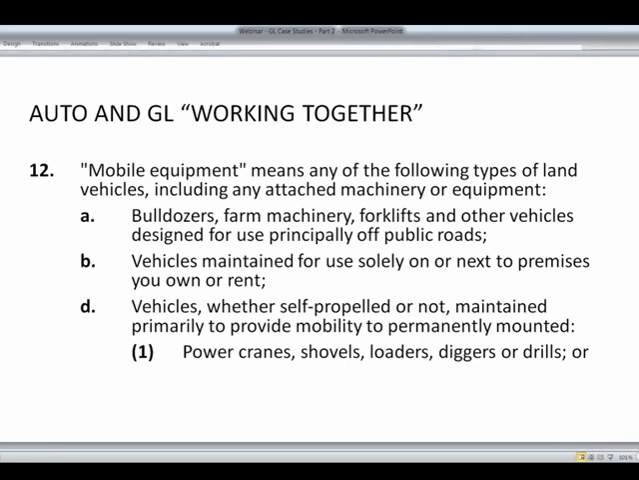The next definition is one that a lot of our insureds have: vehicles maintained for use solely on or next to premises you own or rent. Those are the yard tractors. Those are the spotting tractors. They could be called yard dogs or donkeys or something like that, where the insured keeps them in their yard to spot trailers. A lot of times they're not even licensed for the road, and they move around the premises to spot trailers as needed.